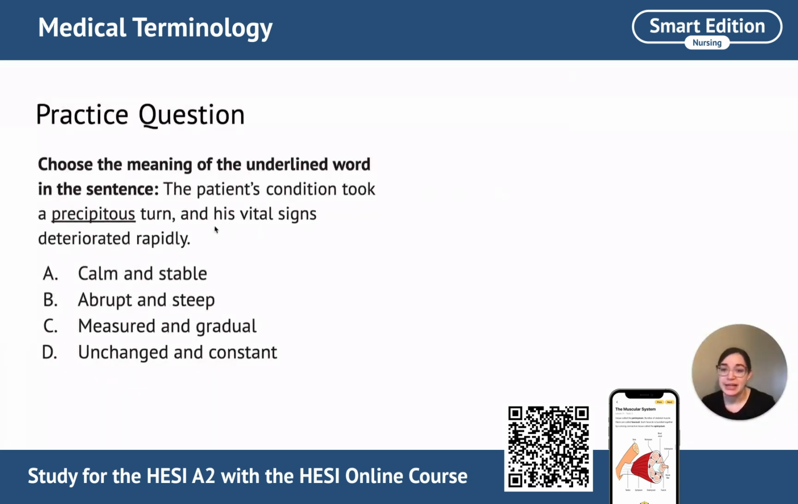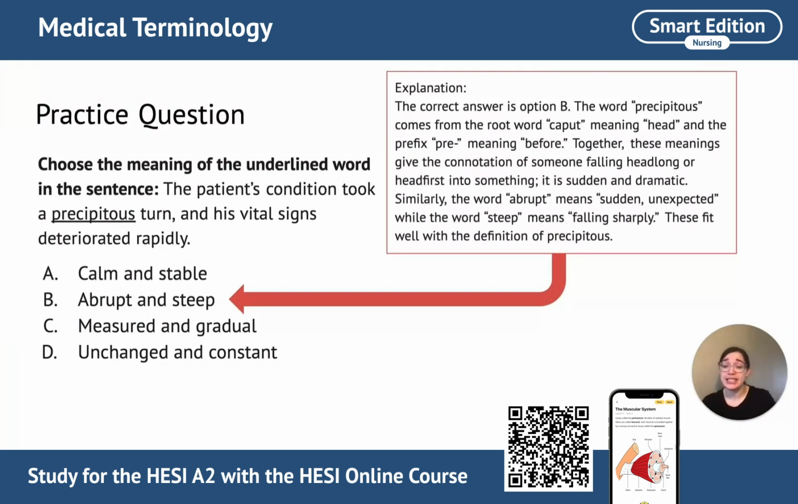So key words here would be deteriorated rapidly. So that is not something good, right? If we're having rapid deterioration, that indicates seriousness, and seriousness in a bad way. And so looking at our answer options here, the only answer option that indicates something serious that could also be taken in a bad way would be option B, abrupt and steep. And when we break down the word precipitous and go through the definitions of abrupt and steep, we confirm that this is our correct answer.